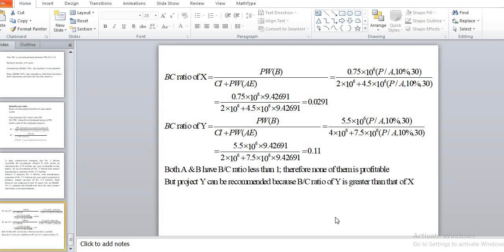Now in this topic we discussed a particular, single project. But in the next topic we will discuss different projects, the comparison of different projects for a particular period of time.